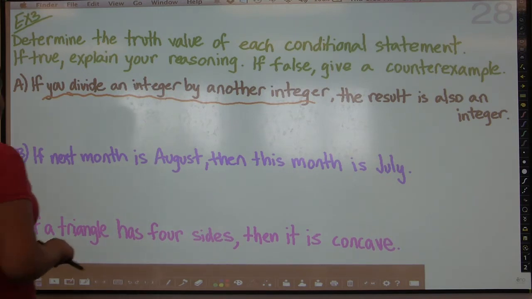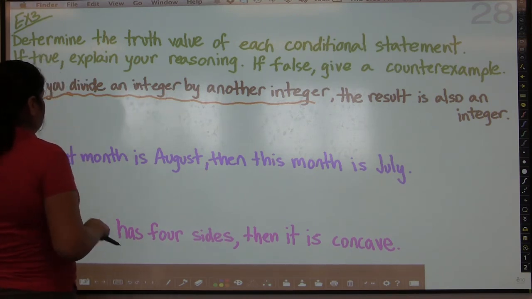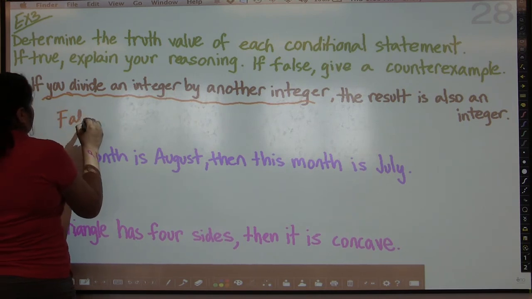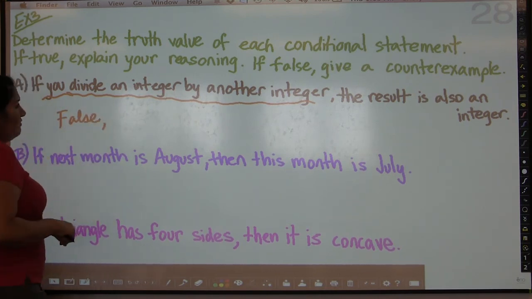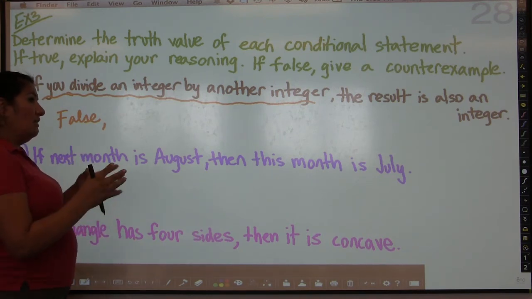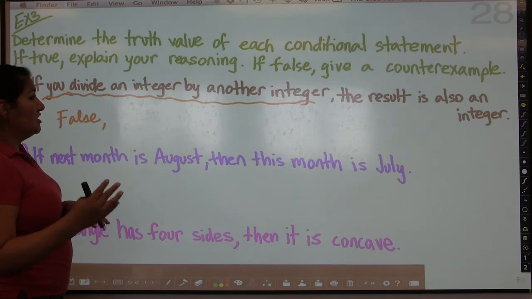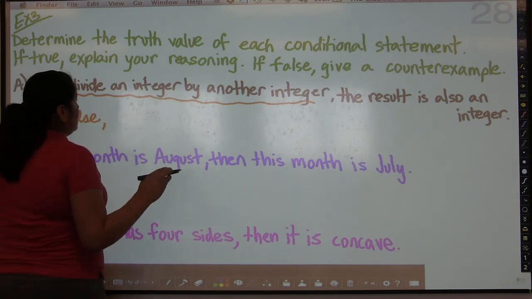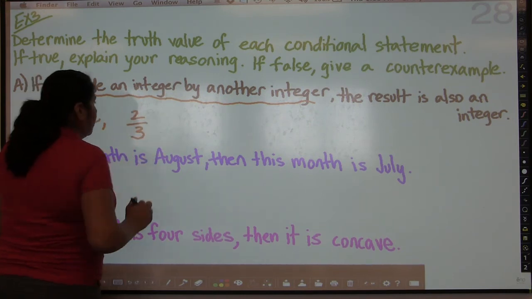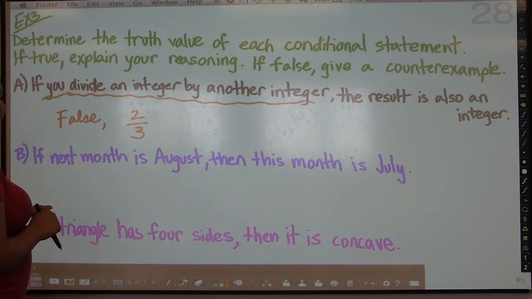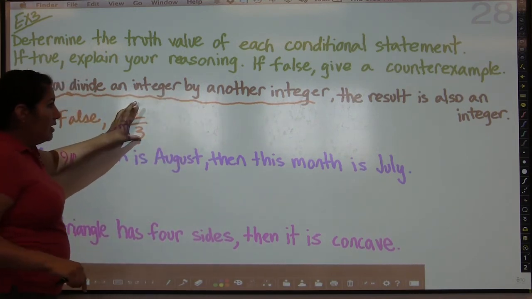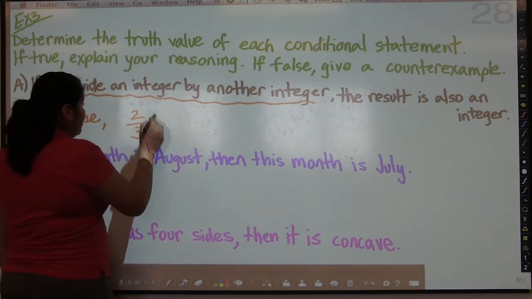So I'm going to use an example here. This is totally false. I can tell you that right now. And when something is false, remember, for a conditional to be false, you have to find an example where the hypothesis is true, but the conclusion is false. So it's very easy to do. What if I pick two integers like 2 and 3? 2 is an integer. 3 is an integer. I'm dividing an integer by another integer. So this part is true. But clearly, 2/3 is a fraction.